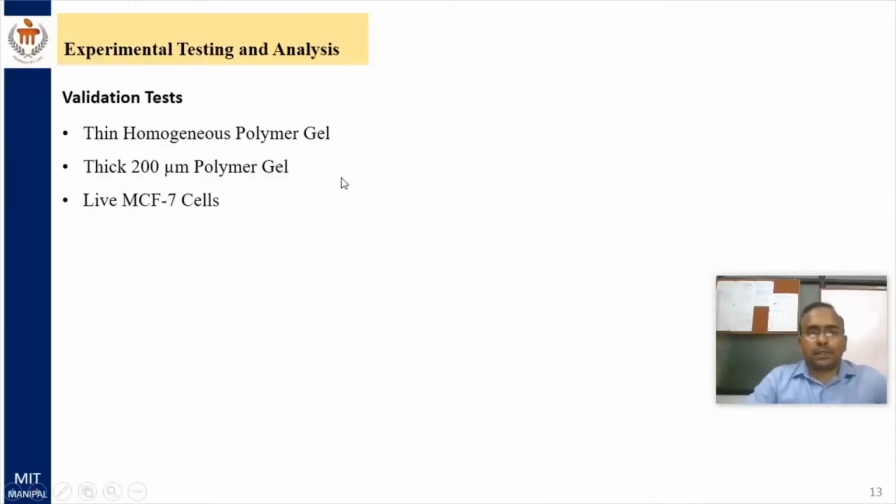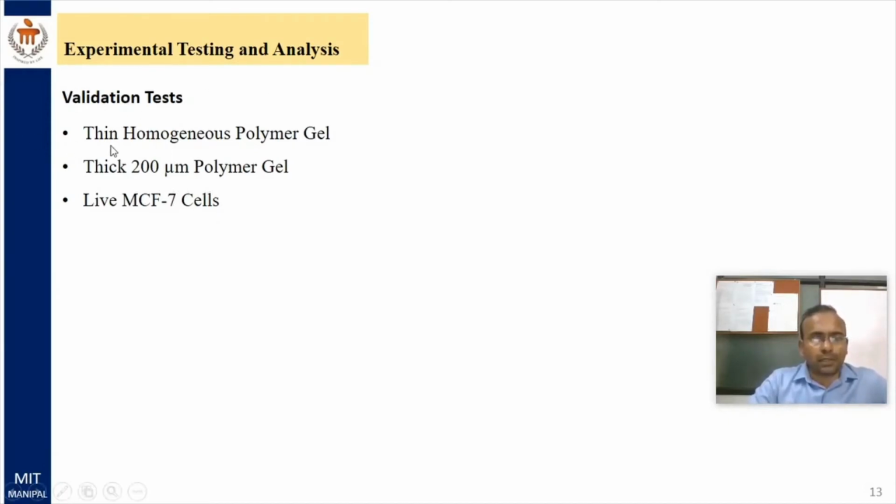For the experimental tests, we devised 3 different studies. One, we selected a thin, homogeneous linear elastic sample, polyacrylamide gel, which is known for its linear elastic nature. Another one is we selected this thick 200 micrometer polymer gel that is prepared in the lab. And the third one is the MCF7 cell study, that is more of an application point of view.